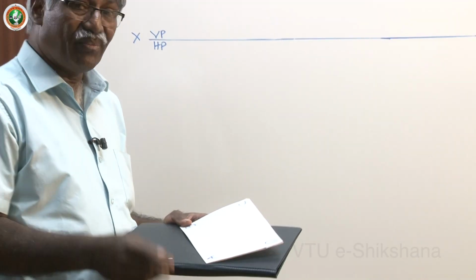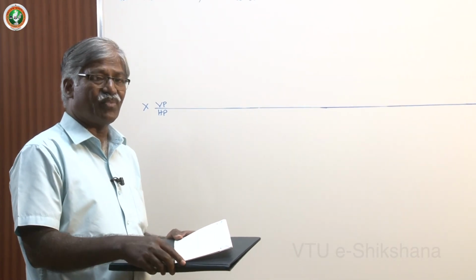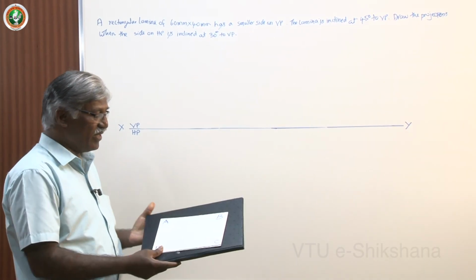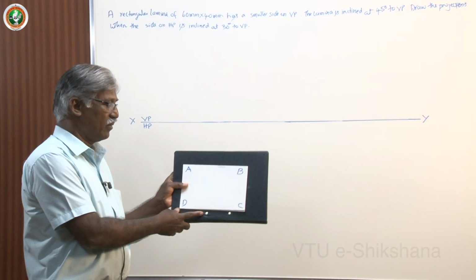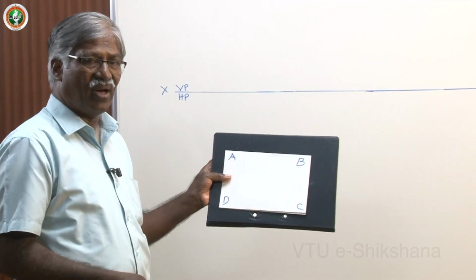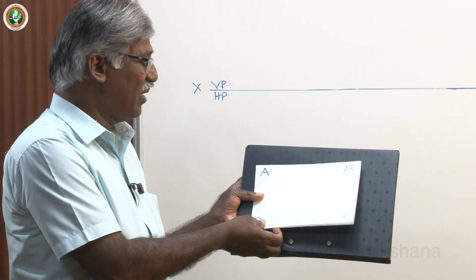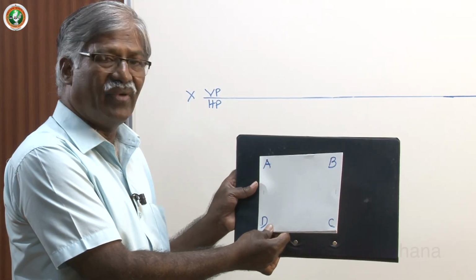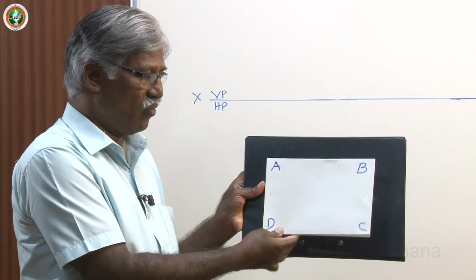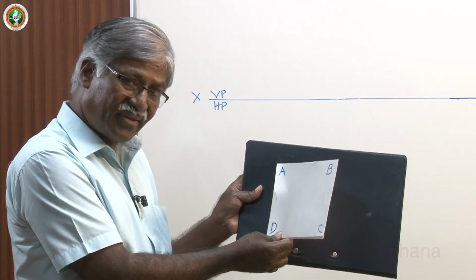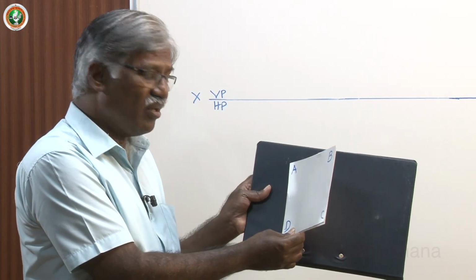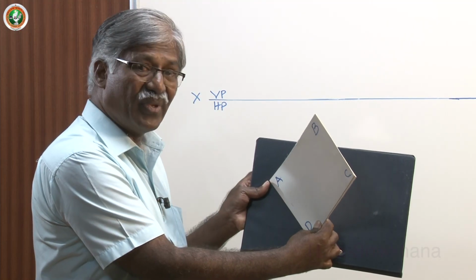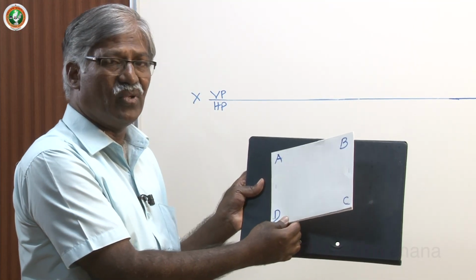Now let me take up the reverse of this problem. What exactly is the problem? Now you can say the lamina is on VP. Now instead of HP, the lamina will be on VP. The shorter edge will be on VP and the lamina inclined at some degree to VP. This is what we are going to study now. First position, second position. Third position is the edge on VP inclined at some degree to HP. Everything is reversed now. HP becomes VP, VP becomes HP.